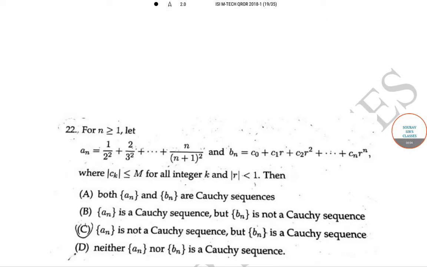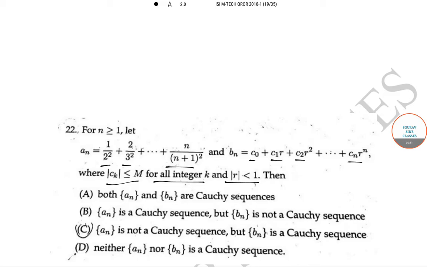The question is, for n greater than or equal to 1, let a_n be equal to 1 by 2 squared plus 2 by 3 squared plus up to n by (n plus 1) squared, and b_n is equal to c0 plus c1 r plus c2 r squared up to cn times r to the power n, where mod ck is less than or equal to M for all integer k and mod r is less than 1.